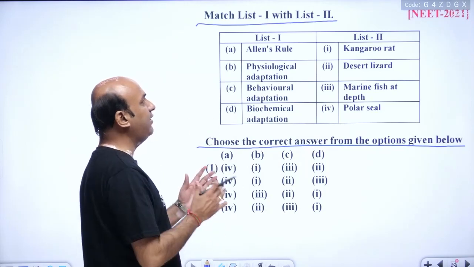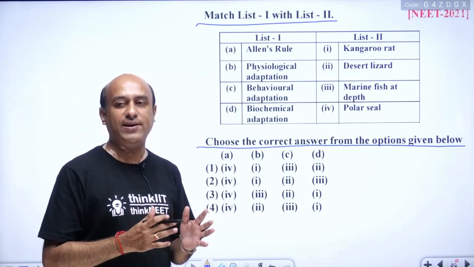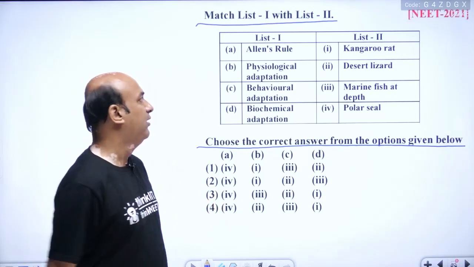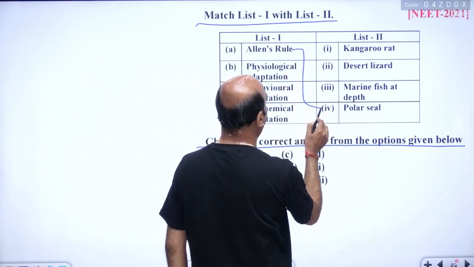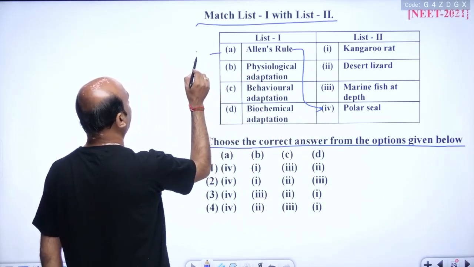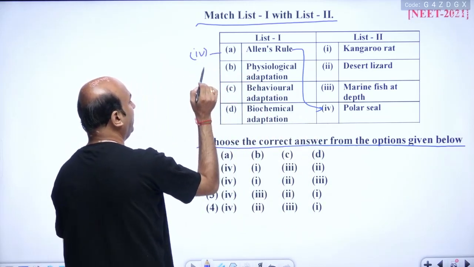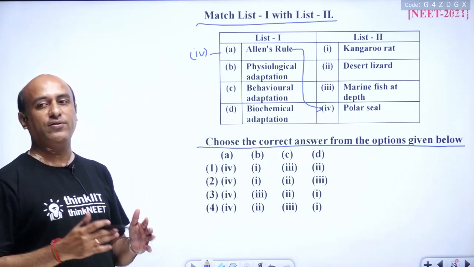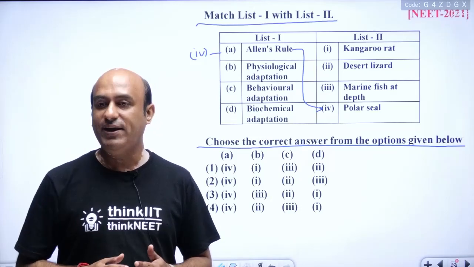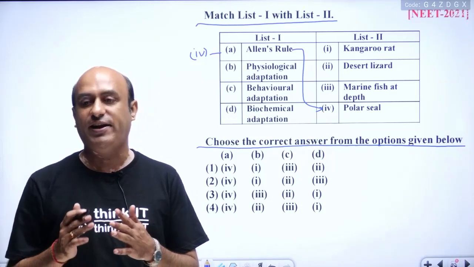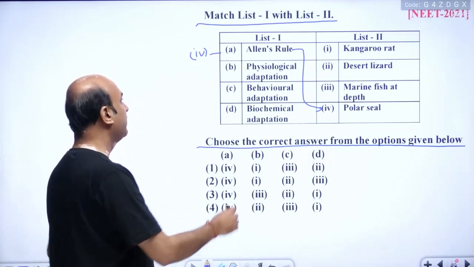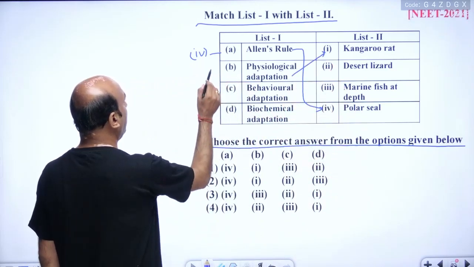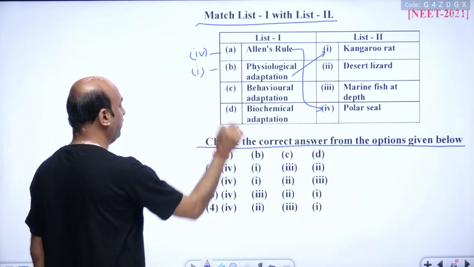Now, Allen's rule. So we know that student, Allen's rule should be applicable to the polar seal. So here A is matching with 4. So I am writing here, student, A is matching with 4. Now, physiological adaptation. We know that the phenomenon of the physiological adaptation is seen in the kangaroo rat. So, student, here B is matching with 1. So, I am writing here, student, B is matching with 1.